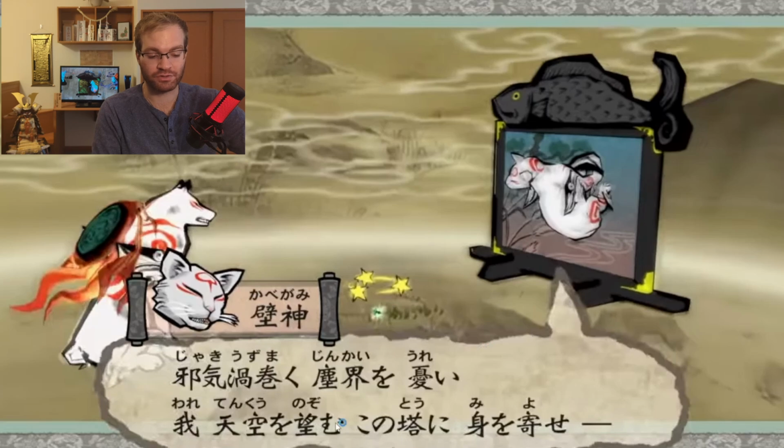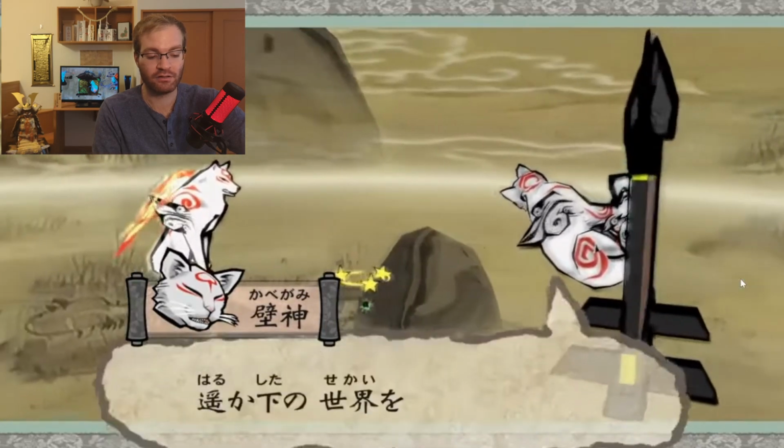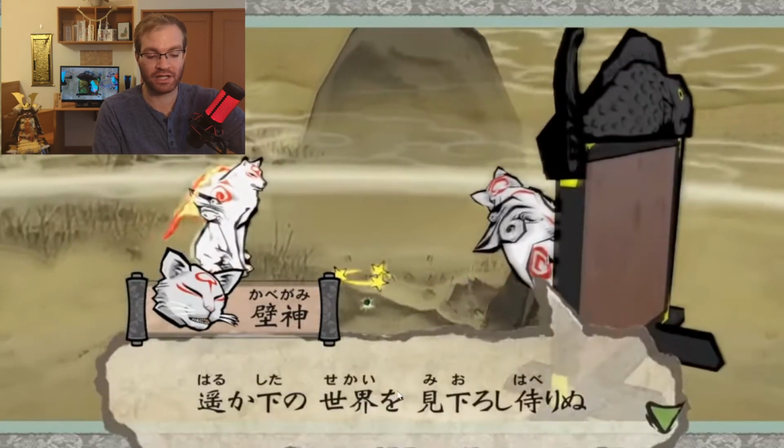I, ware, tenku o nozomu, kono to ni, I, to this tower looking at the heavens, observing the heavens, mio yose, I bring my person to this tower looking over the heavens. Haruka shita no sekai o mioroshi haberinu. The distant, so I look down upon the world of the distant below. Distantly look down upon the world below, okay?